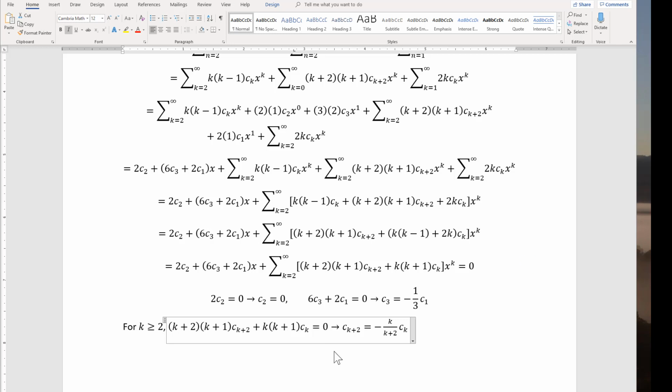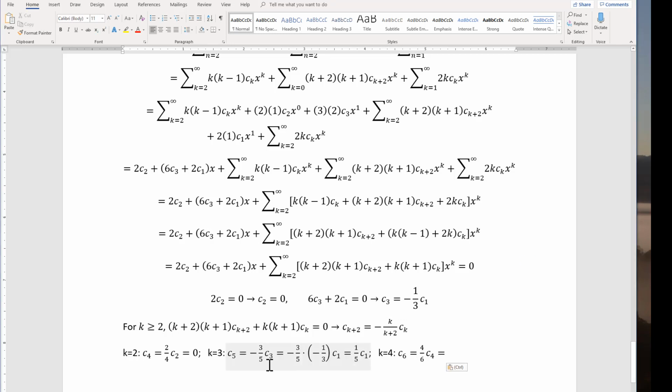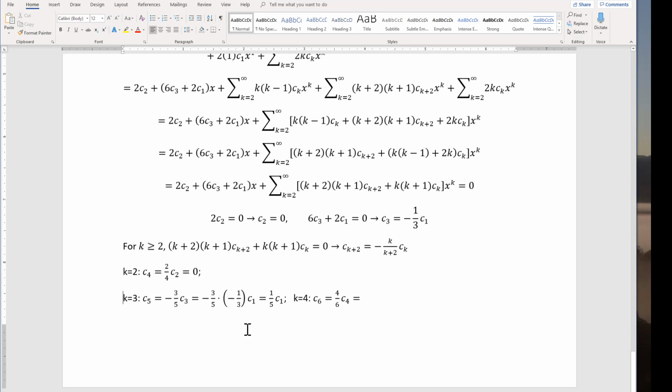I did a few of them in a row here. When k is equal to 2, then c sub 4 is equal to this times c sub 2, but c sub 2 is equal to 0, so that's done. When k is equal to 3, I have c sub 5 equals negative 3/5 c sub 3. What's c sub 3 equal to? C sub 3 is equal to this, so that gets combined.